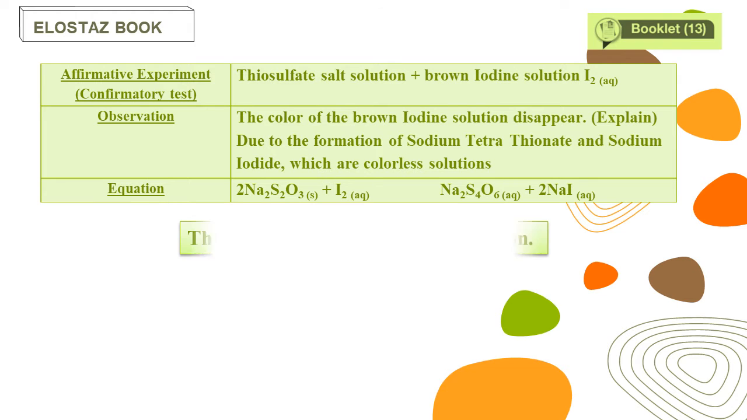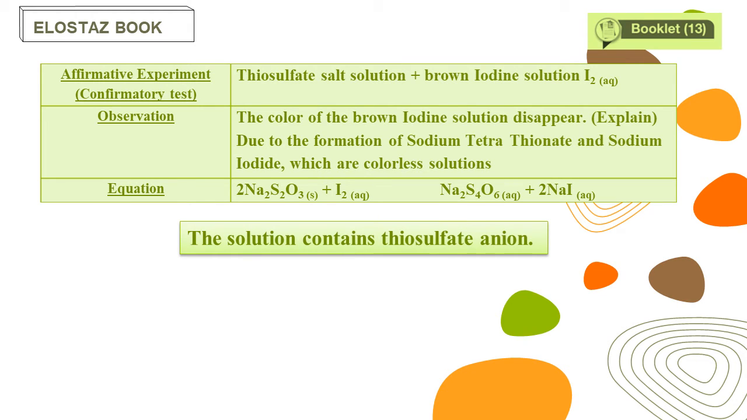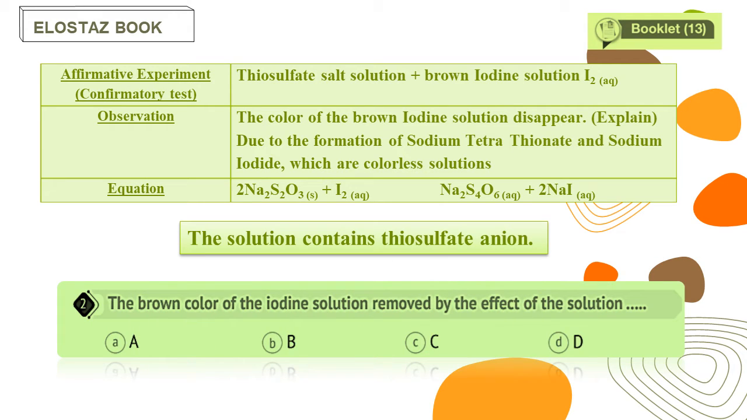the experiment. So we have the solution containing thiosulfate anion, due to the formation or the presence of what gas? SO2 gas. Okay, so the brown iodine solution is removed by the effect of solutions containing letter A, the anion or SO2 gas. Okay, let's go to question 3.